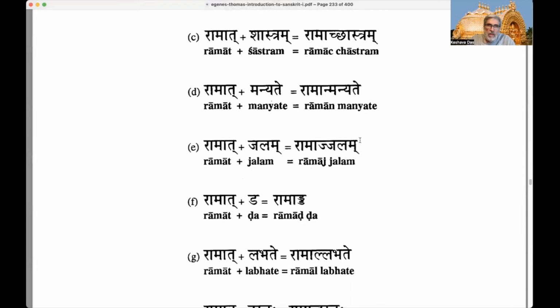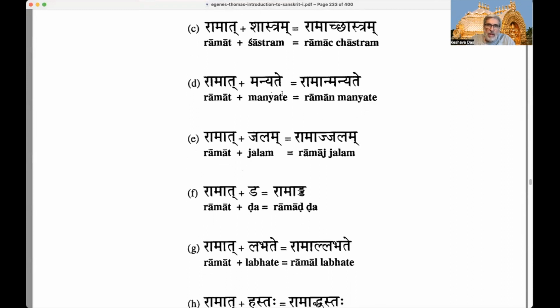Then we have ramat followed by manyate. The T is going to become a nasal, a nasal of its own class. So it's a dental T, and it's going to turn into a dental nasal. Dental nasal is na. So it's going to become Raman manyate.